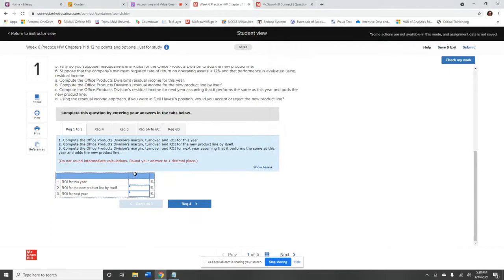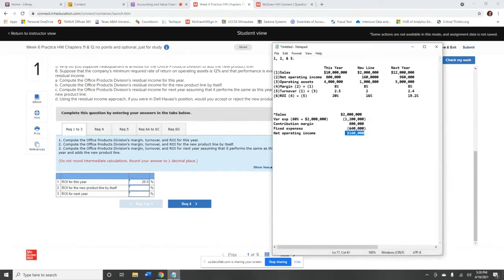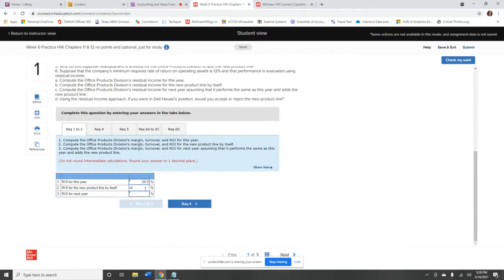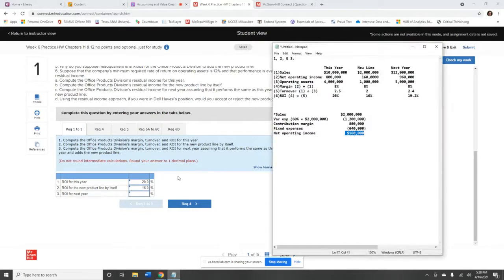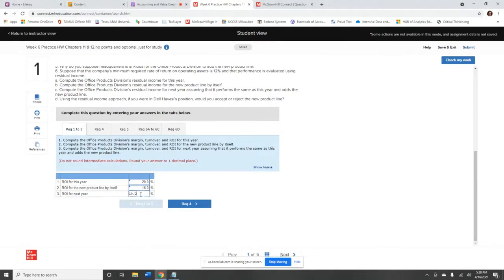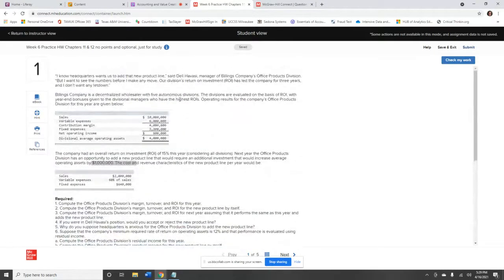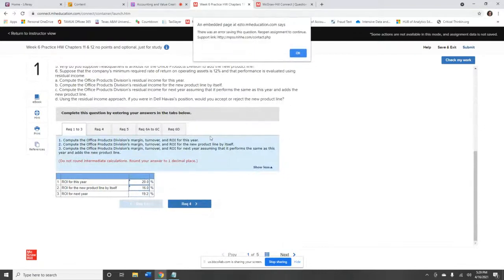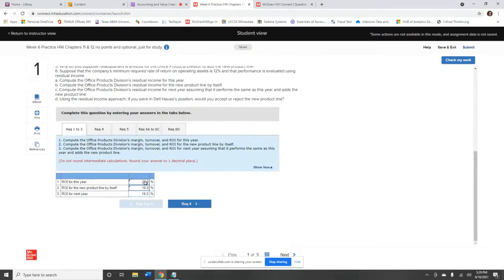So 20% for this year. It was 16, right? 16% for the new product all by itself. And it was what, 19.2 for the next year. So gosh, that's a little disappointing for this division, right? This division wants to get their year-end bonus, right? They want to have the highest ROI. So they want it as high as they possibly can get. And for this division, the highest ROI is if they just don't add that product.